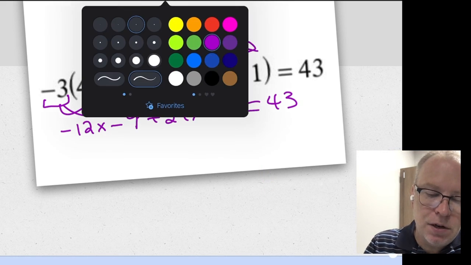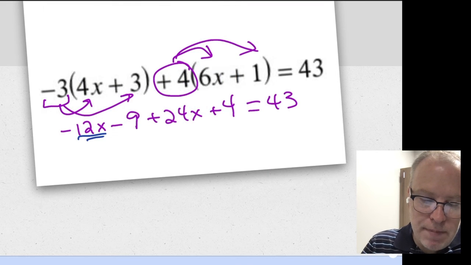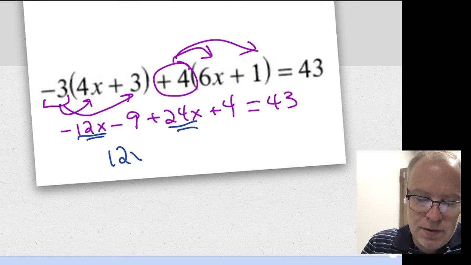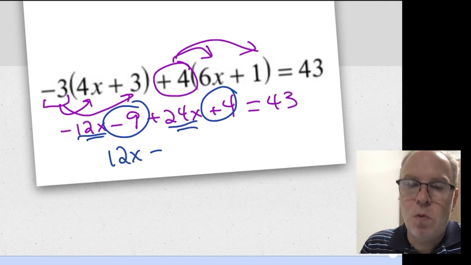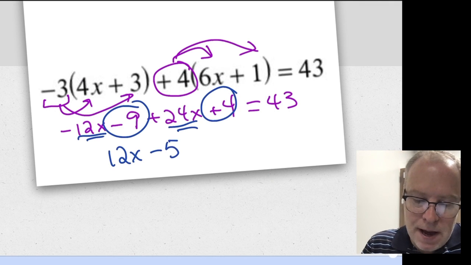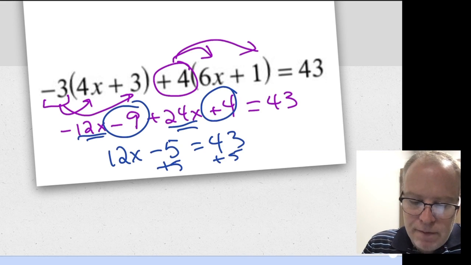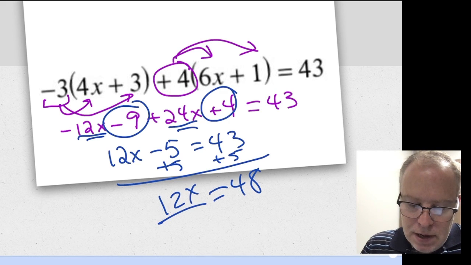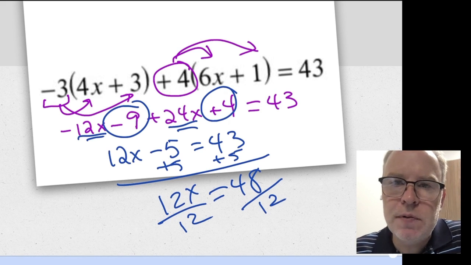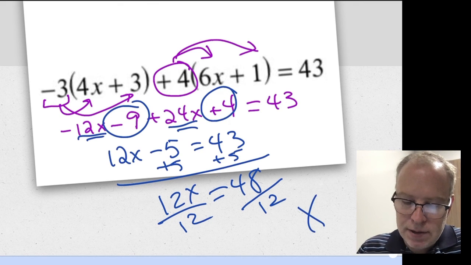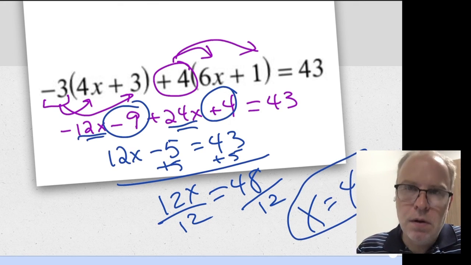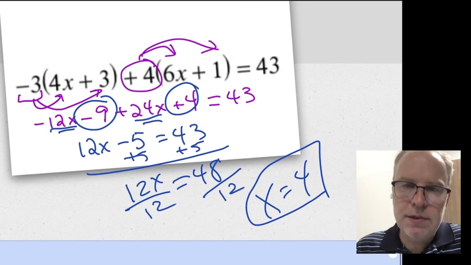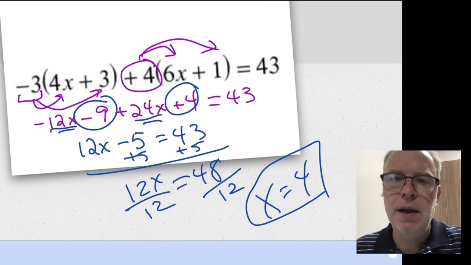We combine like terms. So I'm going to combine this with this, and I get 12x. And then I'm also going to combine the negative 9 and the 4, and I get minus 5 equals 43. I'm now going to add 5 on both sides, and I get 48 equals 12x. Divide by 12 because the 12 is attached by multiplication. X equals 4.